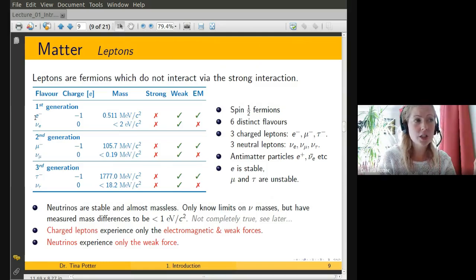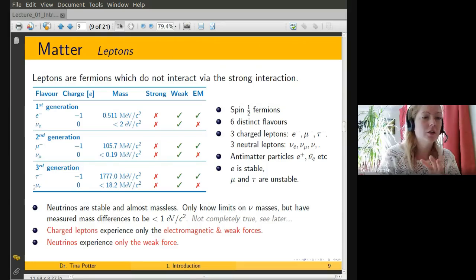3 of them are charged, the electron and the muon and the tau. And you can see their masses at about half an MeV here, about 100 MeV for the muon, and about 1.7 GeV for the tau. And then we've got 3 neutral ones, our electron neutrino, muon neutrino, and tau neutrino.